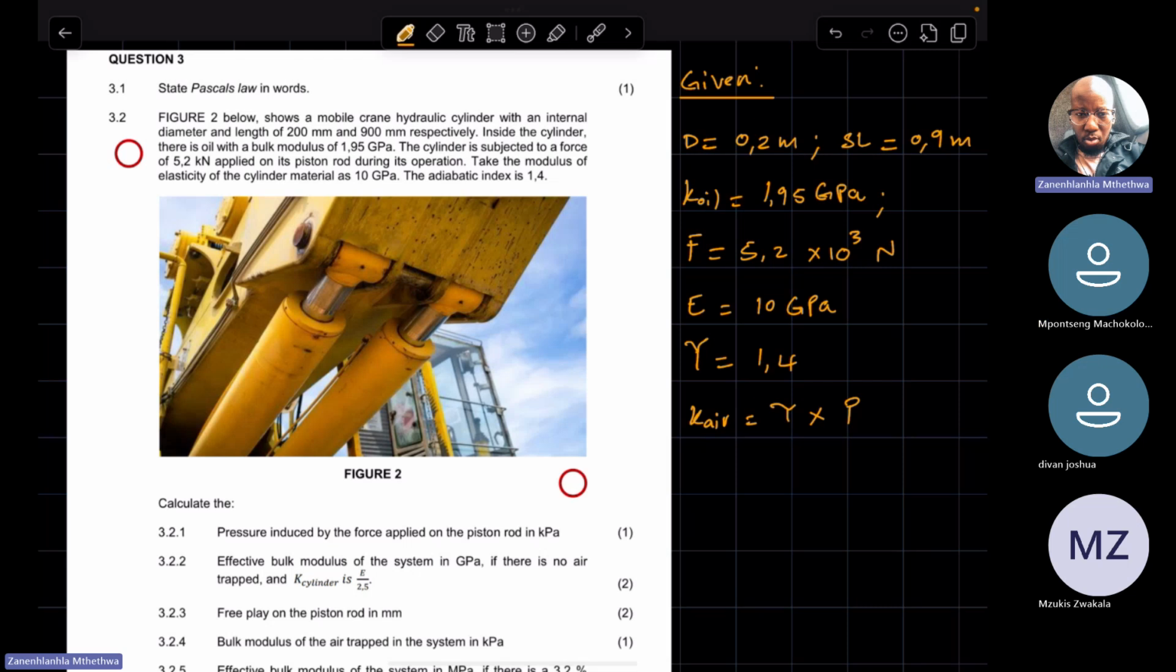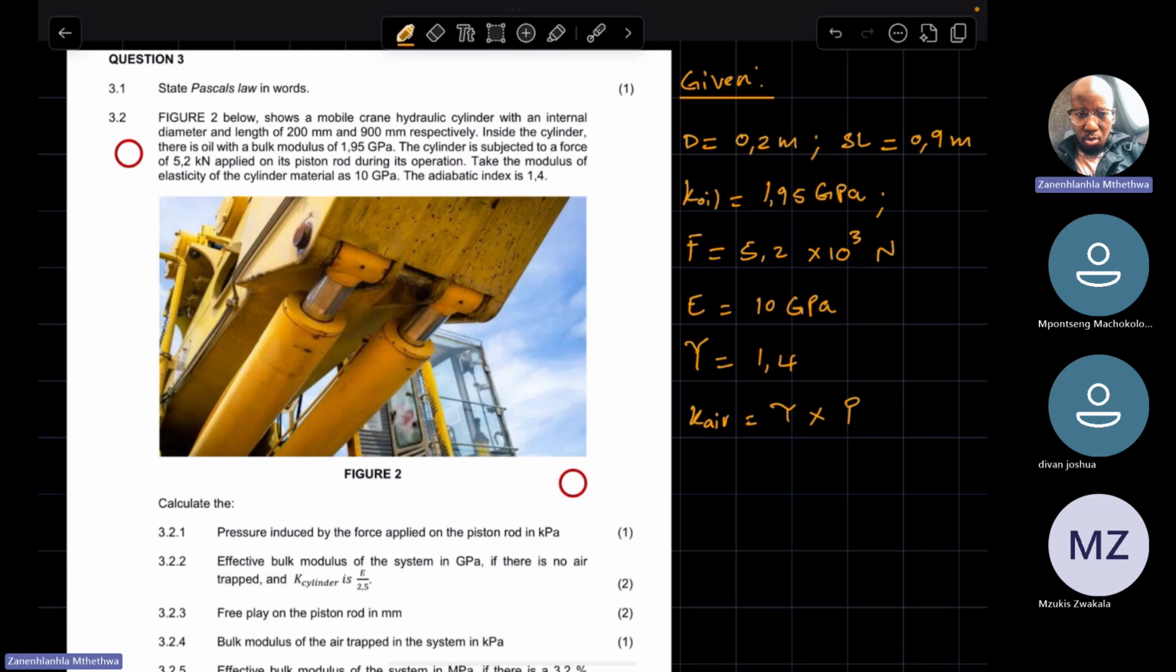All right. So let us look at 3.2.1. Calculate the pressure induced by the force applied on the piston rod in kilopascals. That's pretty much straightforward. You've been given the force that the cylinder is being subjected to.